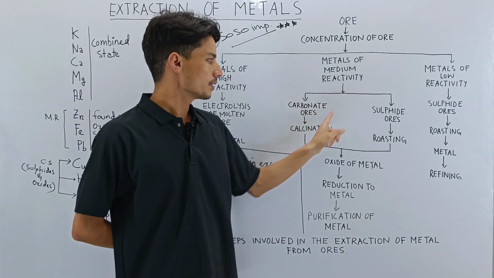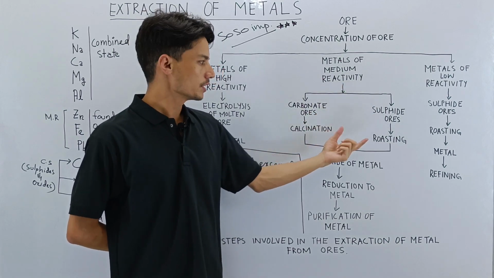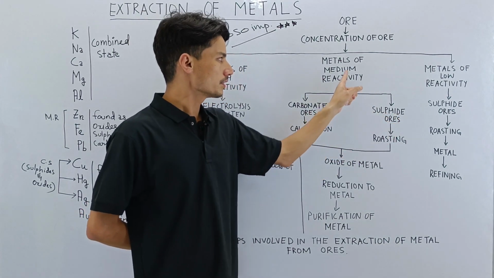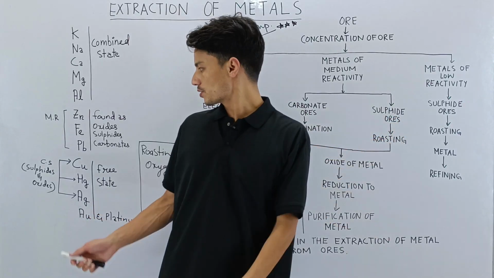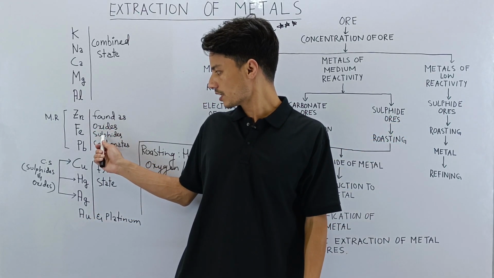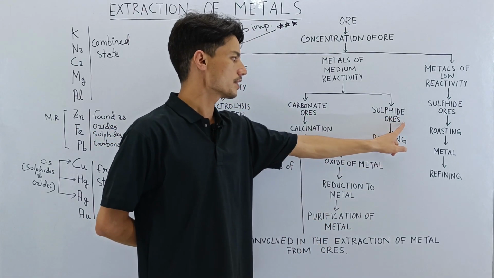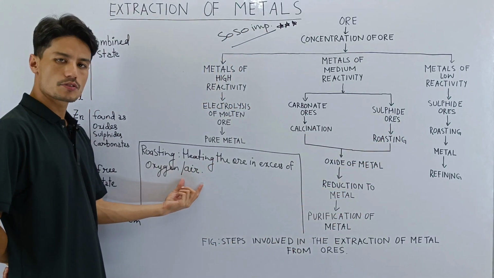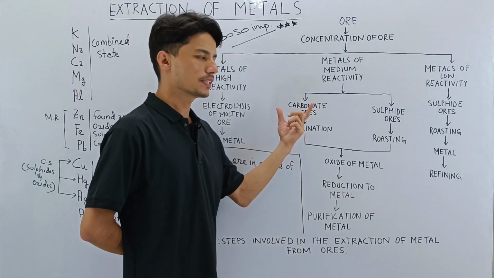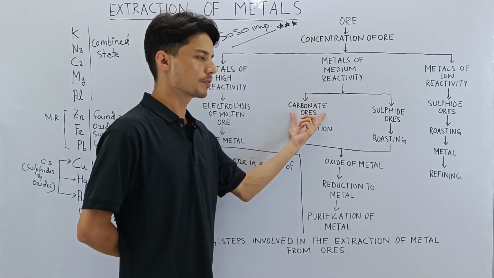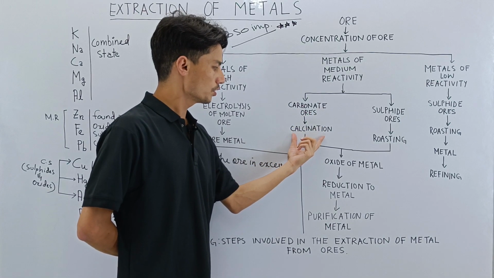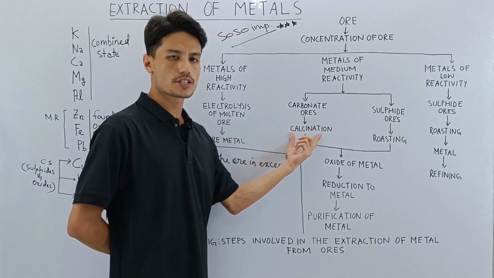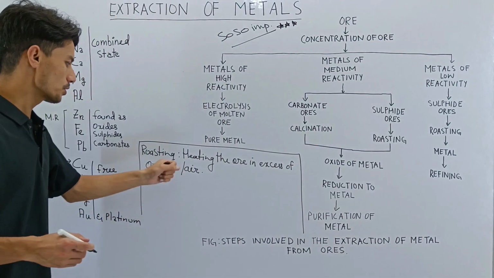Now here you will encounter two things. The metal may be in the sulfide form, because it's written here they are found as oxides, sulfides and carbonates. So if it is in sulfide form, then you will go for roasting, which is heating the ore in excess of air. But if the ore happens to be carbonate ore, then you will go for calcination. What is calcination? Calcination is the opposite of roasting.